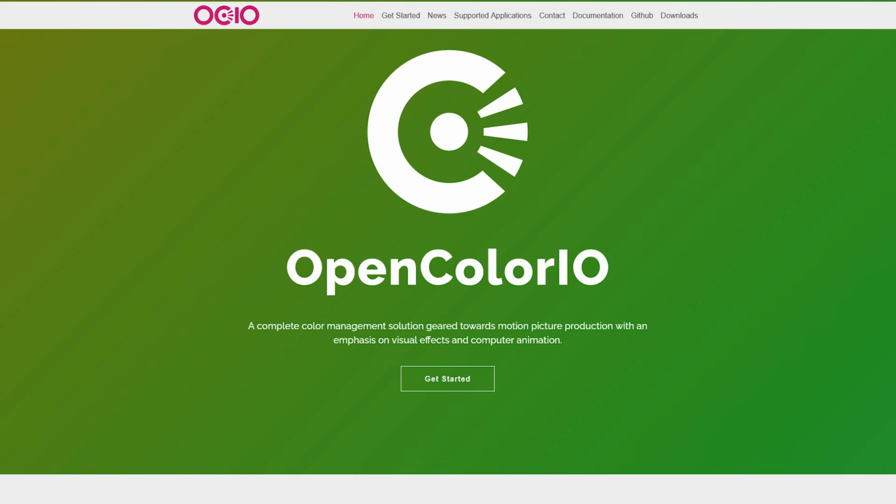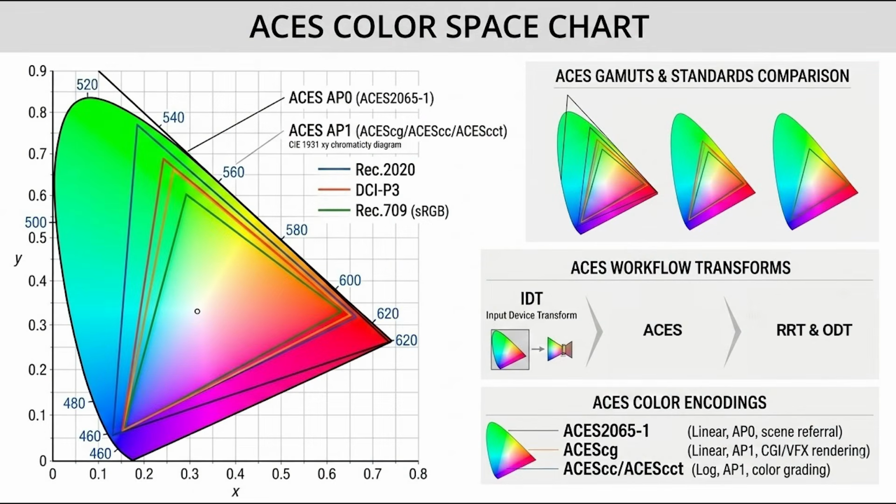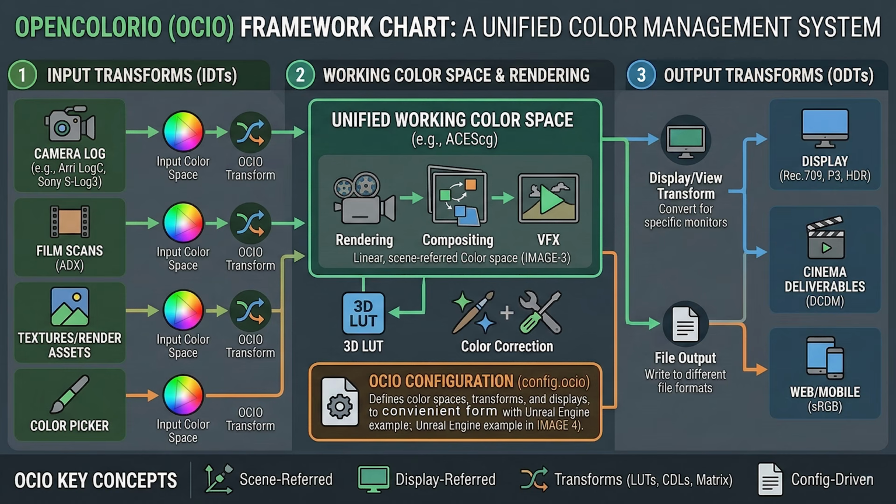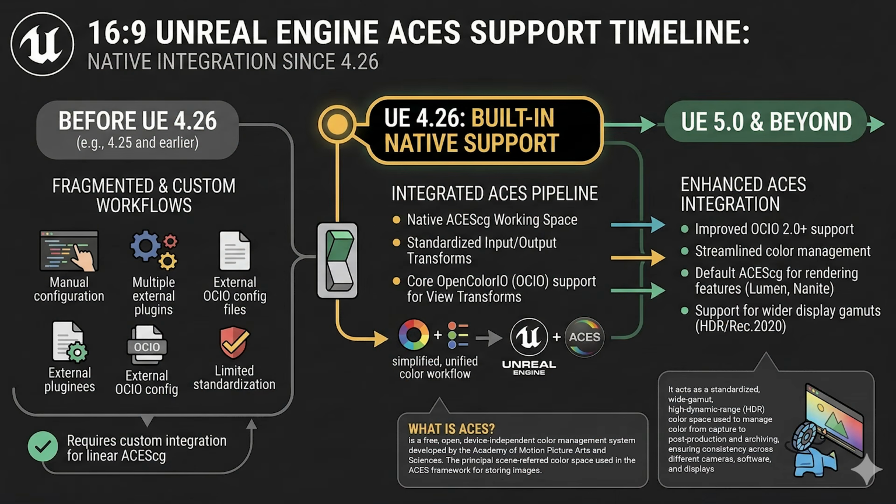And this is where OCIO comes in. OpenColorIO along with ACES, the Academy Color Encoding System. ACES is a color management standard created by the same academy that hands out the Oscars. Film studios use it, VFX houses like ILM use it. And OCIO is basically a framework that lets you use ACES and other color spaces across different software. Unreal Engine has had built-in OCIO support since version 4.26, but it really became usable from version 5 onwards.